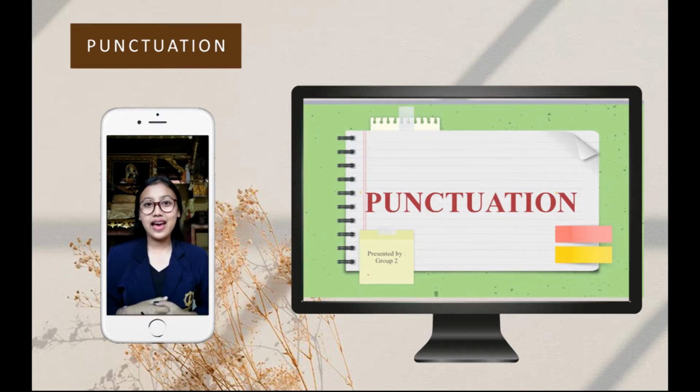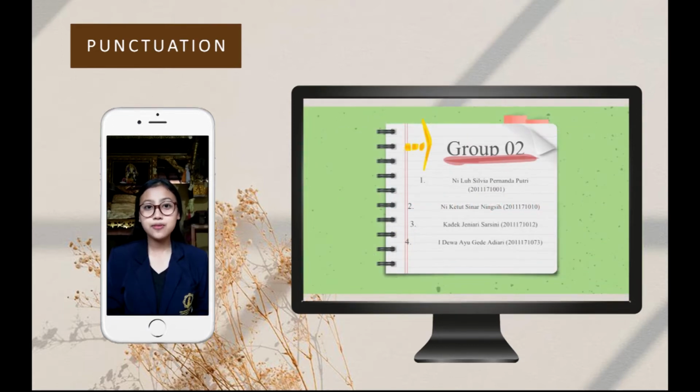Today, my friends and I, as the second group from English Education Department Second A, will present a material about punctuation. But before we present the material, I will introduce every presenter. The first presenter is Silvia Pernanda Putri. The second presenter is Ketut Sinar Ningsih. The third presenter is Kadek Jeniari Sarsini, and the last presenter is myself, Dewa Gede Adiari.